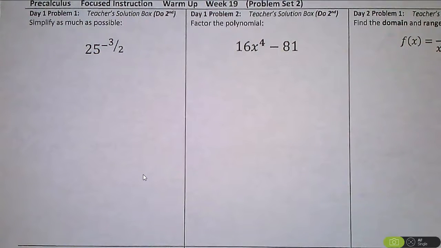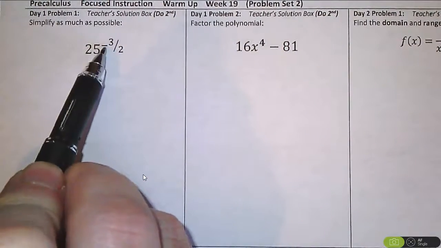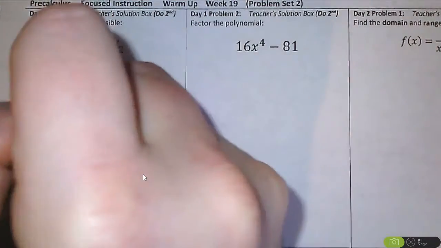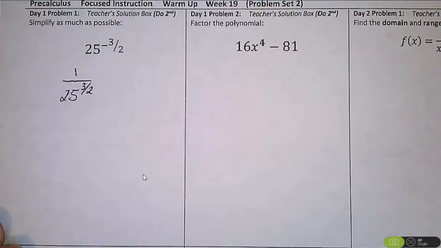Here's the answer for day one, problem one. Simplify as much as possible. We have 25 to the negative 3 halves power. Let's deal with the different pieces of that exponent. First of all, the negative sign in the exponent creates a reciprocal. So we can write 1 over 25 to the positive 3 halves power.